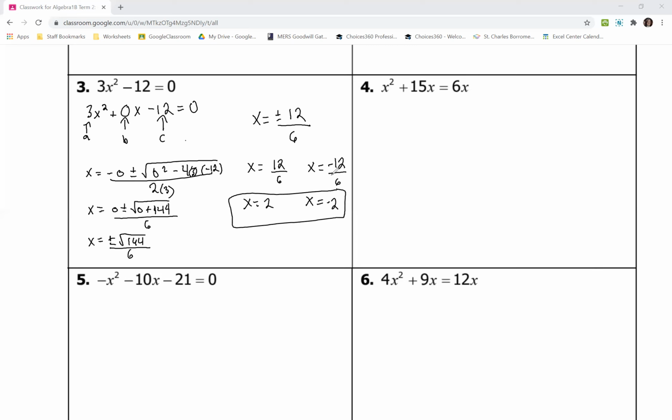Okay, so let's go ahead and do this one. I'll leave number 4 for you guys. Now, after you move this 6 over, right, subtract 6 from that 15x. You get x squared plus 9x equals 0. Your a is 1, that's your a. Your b is 9. What's your c? Plus 0, right? Your c is going to be 0. So I'll leave 4 for you.